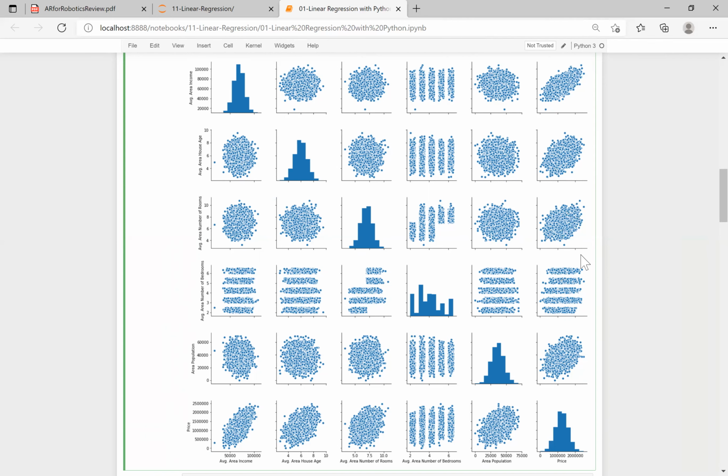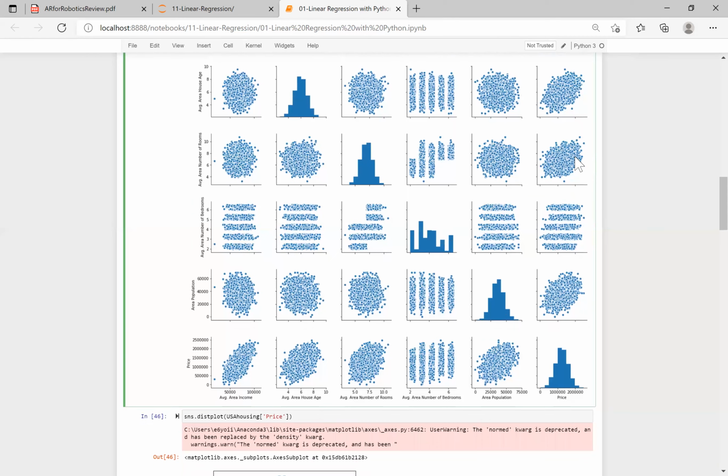That means the price is increasing as I go up in number of rooms, as I go up in house age, as I go up in average area income, right? So if the people are earning more and they are looking for a higher number of rooms in their house, then the price is going to be more. This is what I can make out from the plots.